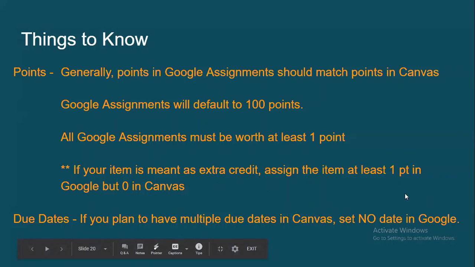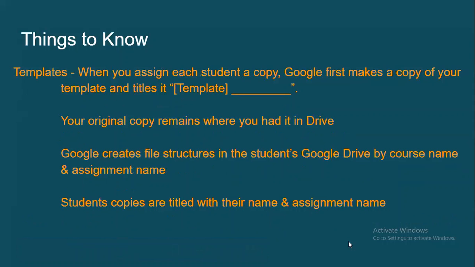Due dates, if you've got a bunch of different due dates in Canvas, so maybe your A-Day kids here, your B-Day kids there, your virtual kids over here. If you've got all those dates in Canvas, I would probably just leave dates off in Google. Those two things don't talk, so that would be one way to get around that. Just leave that off altogether, and then Canvas will impose those due dates the way you want them to.